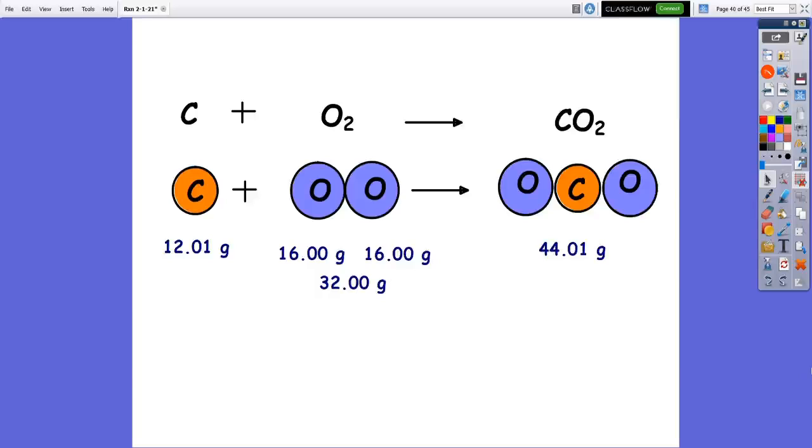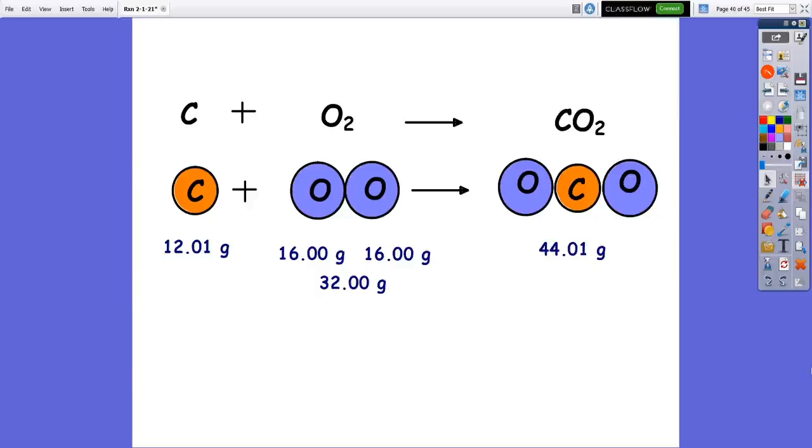Then, on my product side, I have 1 mole of oxygen atom number 1, 1 mole of carbon atoms, and 1 mole of oxygen atom number 2. So I've got 16 grams from my first oxygen, plus 12.01 grams from my carbon, plus 16.00 grams from oxygen number 2. So altogether, my carbon dioxide's molar mass is 44.01 grams.